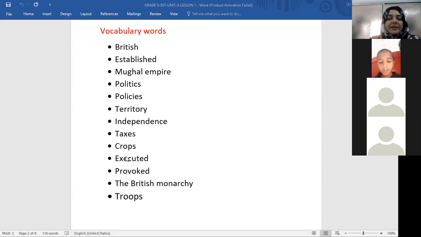Yes. Good job. The other word, I want you to write the meaning of executed, if you remember. Anybody remember the meaning of executed? Very good. To kill someone, to hang them, to shoot them, or to abolish them. Abolish means to completely damage, okay?